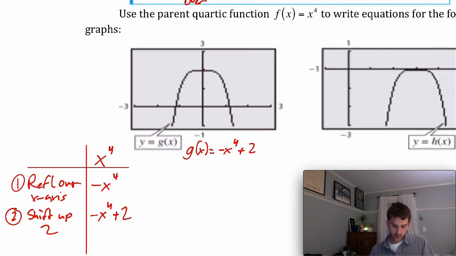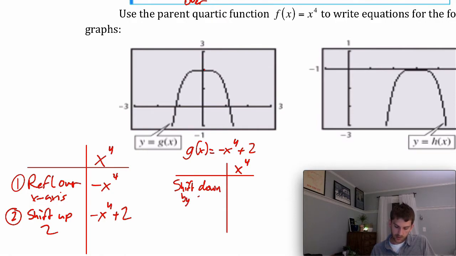There is another way you could do this. In my opinion, what we just did is probably the easier option. But we're going to take x to the fourth, and we could actually start by shifting it down by 2, which should give us x to the fourth minus 2. Then after that, so that'd be step 1, we could reflect it over the x-axis.